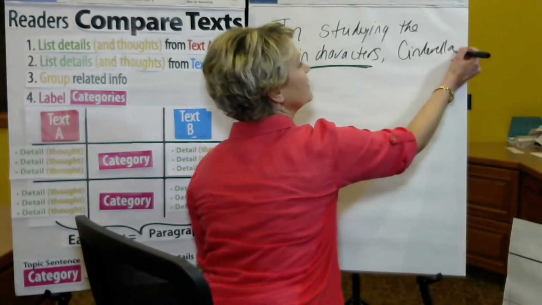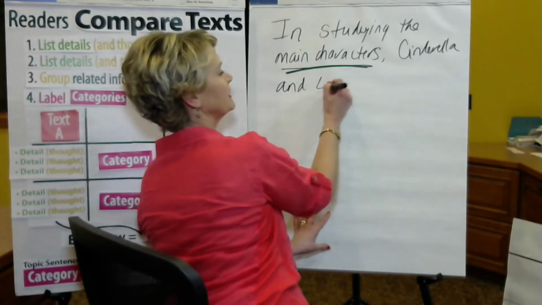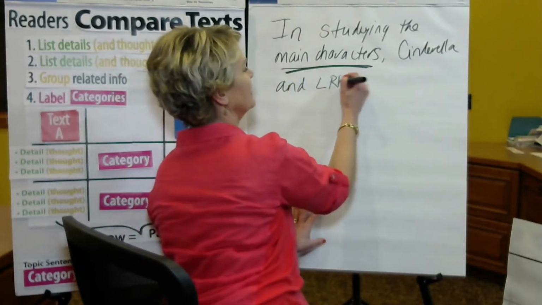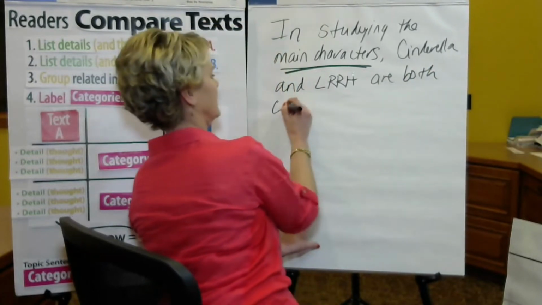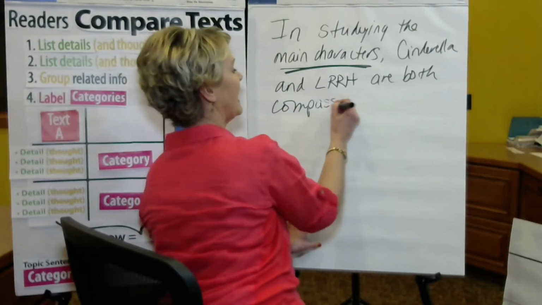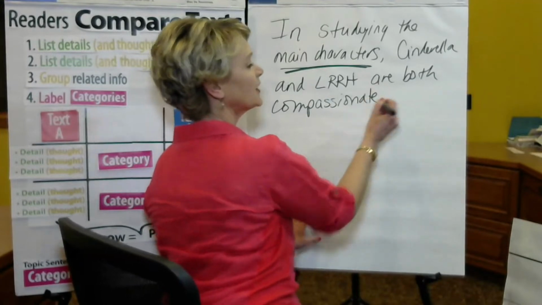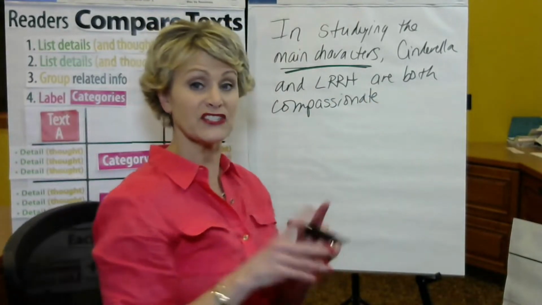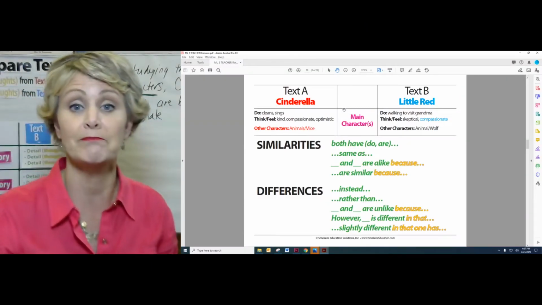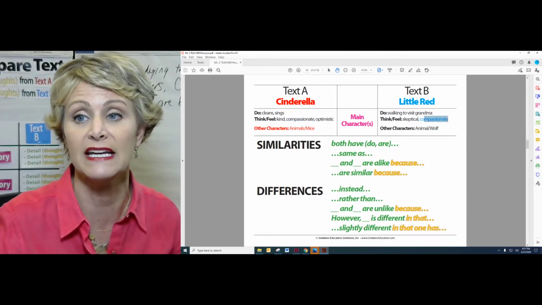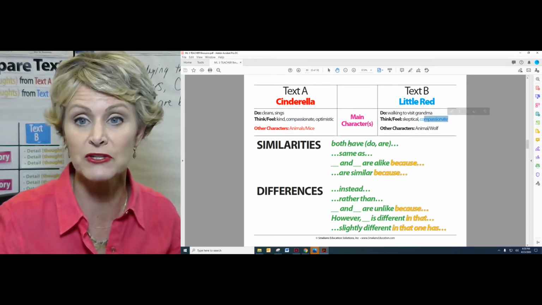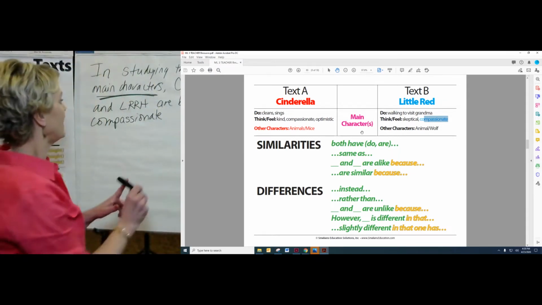Cinderella and, I'm just going to abbreviate for shorthand, Little Red Riding Hood are both compassionate. Okay, did you see how I did that? I decided to start with a similarity. And so if I'm going to say something that is on both sides of the T-chart, compassionate, then I want to use one of these transition words. Are both compassionate.